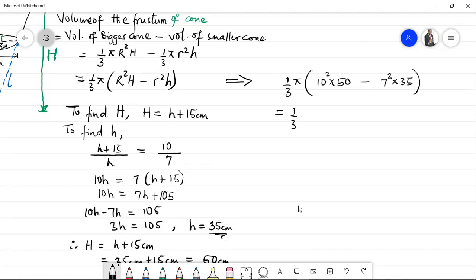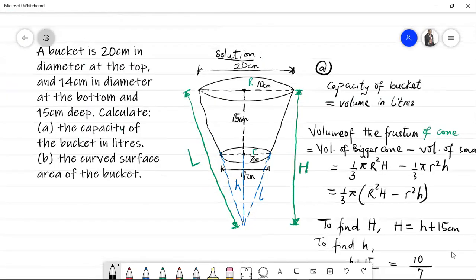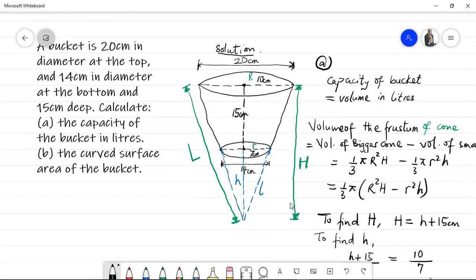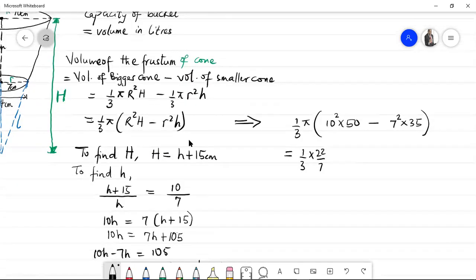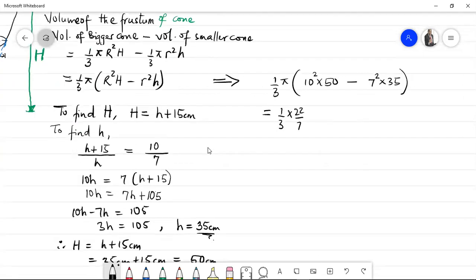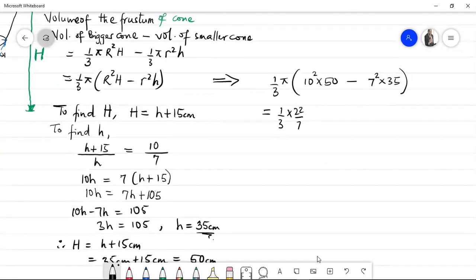We might want to just use 22/7. I'm not sure if we're given the value of pi in the question to use. So let's see. No, we're not given it in the question. So we can use 22/7 for the value of pi here. To complete the solution, we're going to have the following calculations. So I have this into the bracket of 10 squared times 50.